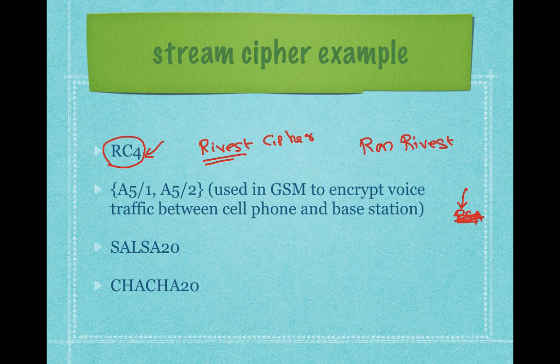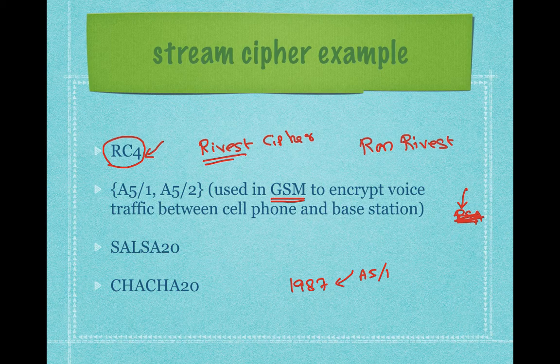So what other stream ciphers are there? If you look at GSM mobile communication, when they created a European standard, I think way back in 1987, just before GSM was created, they first decided to use an encryption algorithm for voice traffic between cell phone and base station. So they designed an encryption algorithm called A5/1. This is an example of a stream cipher.